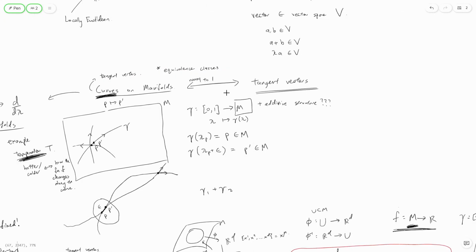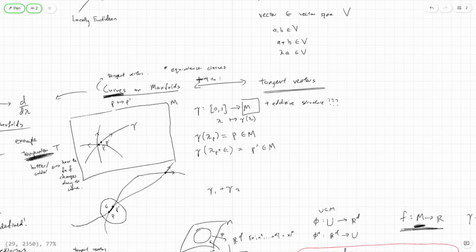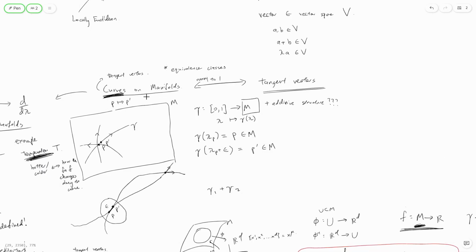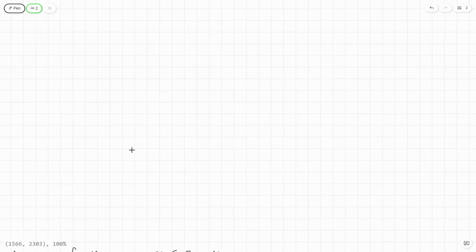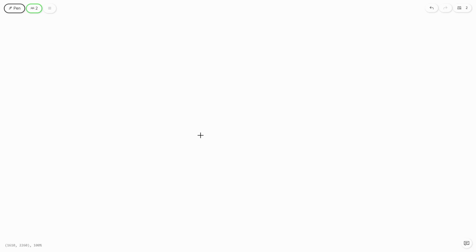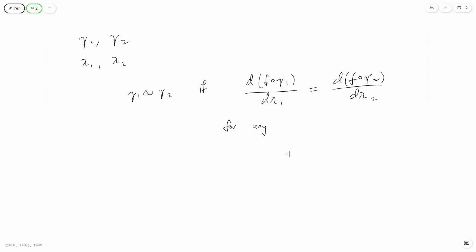Now, going back to the issue of many to one mapping, how do we define an equivalence class such that the mapping from many to one becomes one to one? The answer is that given two curves gamma 1 and gamma 2, with their corresponding parameters being lambda 1 and lambda 2, we define two curves to be equivalent, gamma 1 equivalent to gamma 2, if this condition holds: if the derivatives are equal for any function f on the manifold.